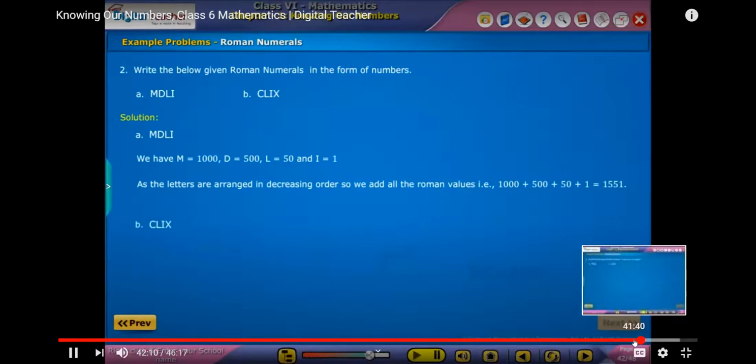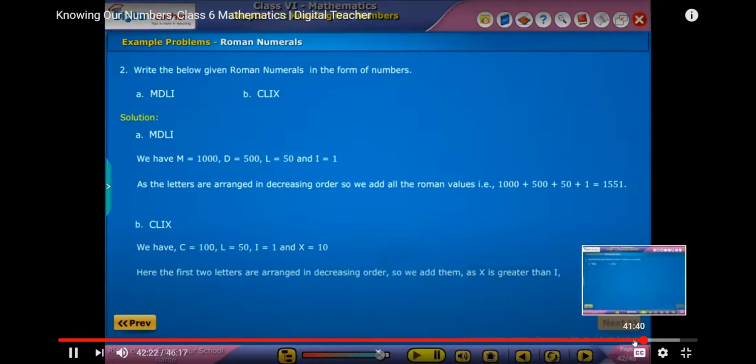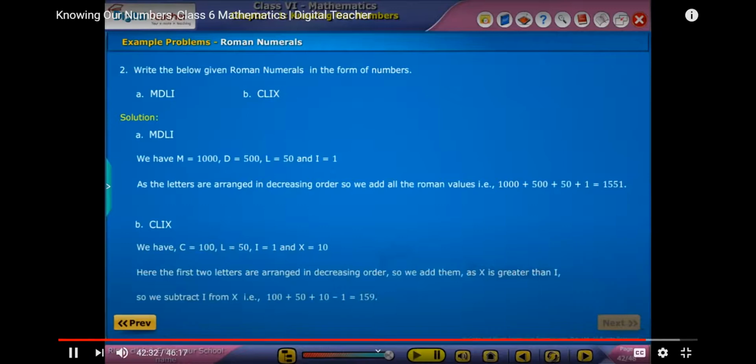In the next Roman numeral CLIX, we have C equal to 100, L equal to 50, I equal to 1, and X equal to 10. Here the first two letters are arranged in descending order, so we add them. As X is greater than I, we subtract I from X, that is 100 plus 50 plus 10 minus 1, which is equal to 159.